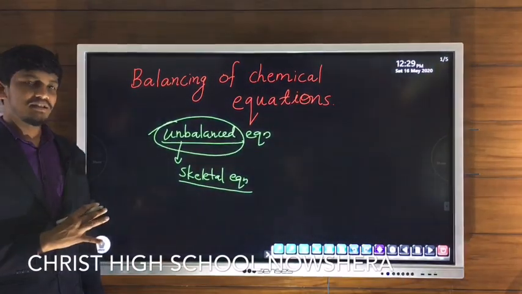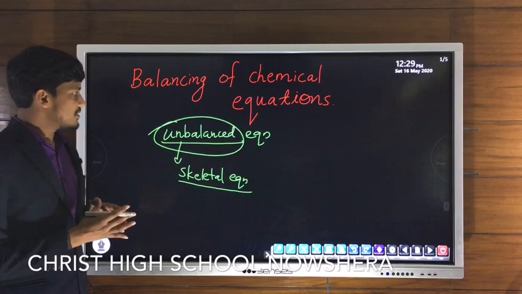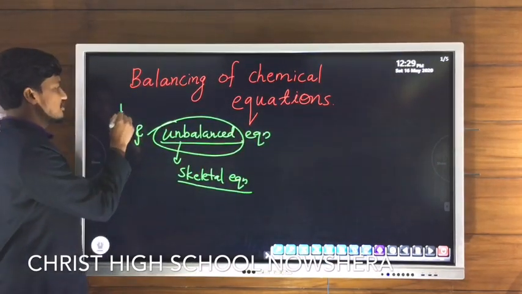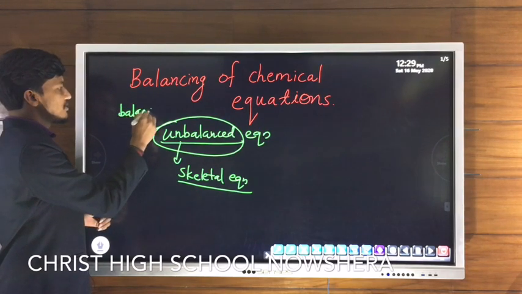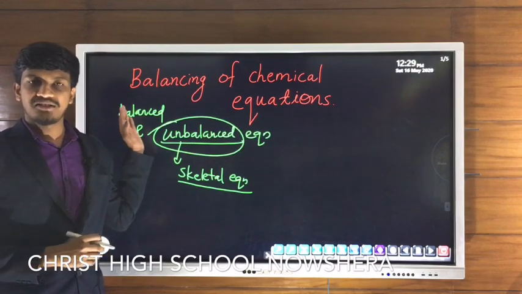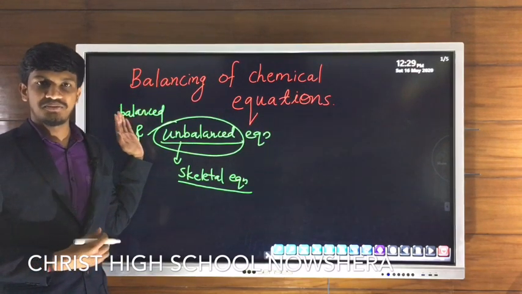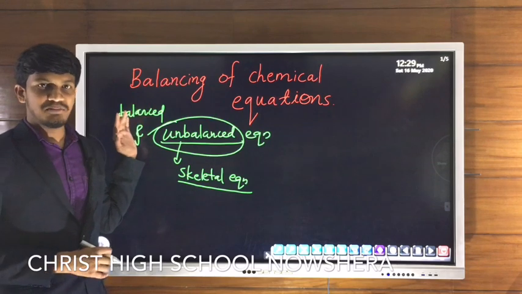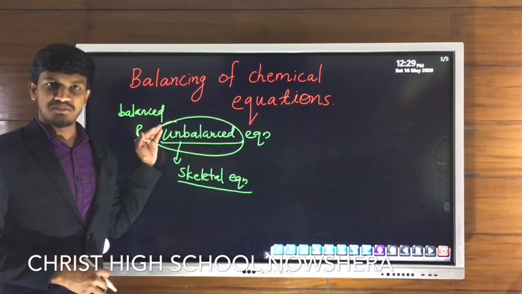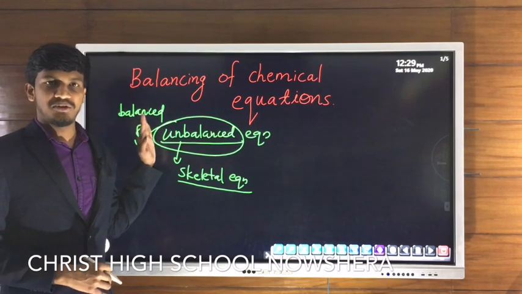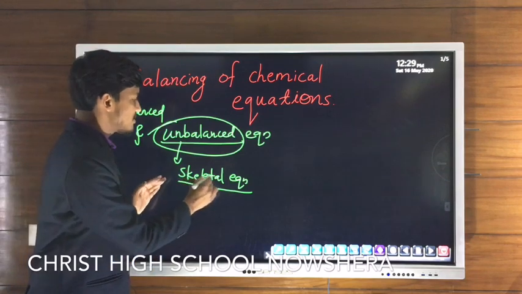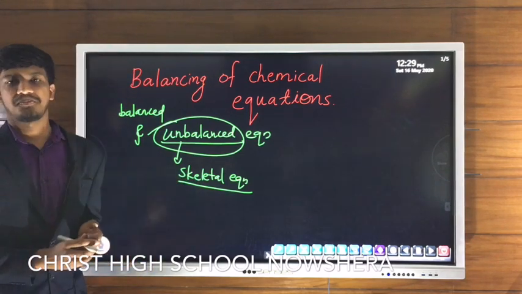So we can divide chemical equations into two types, unbalanced and balanced equation. From the name itself we can understand about them. In balanced equation there should be equal number of atoms on both reactant and product side. In the case of unbalanced equation, there is no equal number of atoms on both the reactant and product side of the equation. And this unbalanced equation is also called skeletal equation.